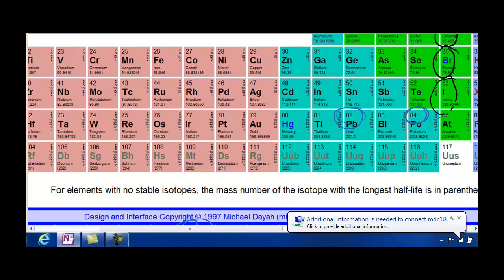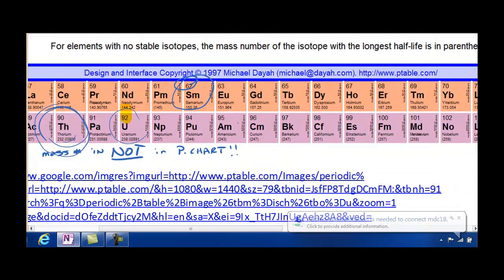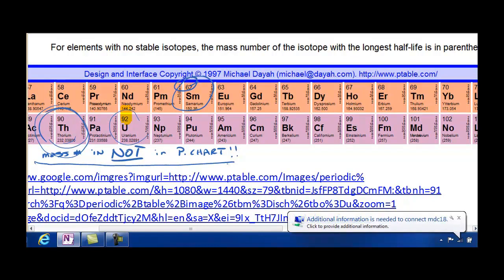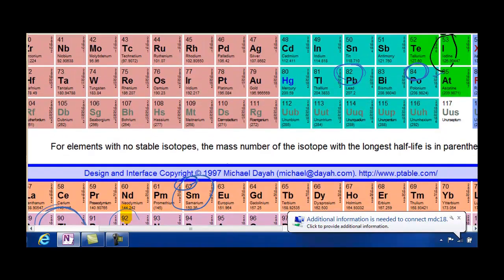Okay? Notice that I don't have 206 down here because I am not looking for that. So don't ever look for mass numbers in the chart. Mass numbers are not in the chart, and you're going to write it and write it and write it. Mass numbers are not in the chart and they never will be. The chart doesn't give you mass numbers.